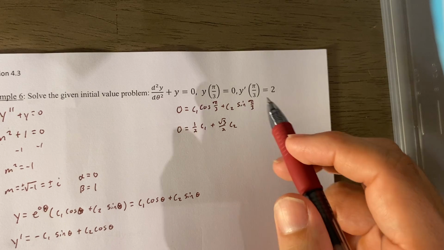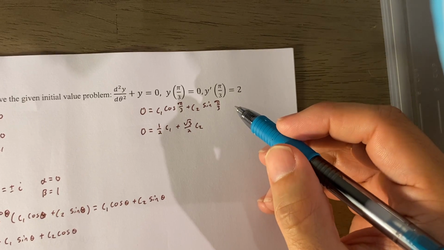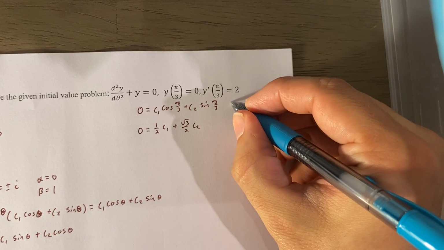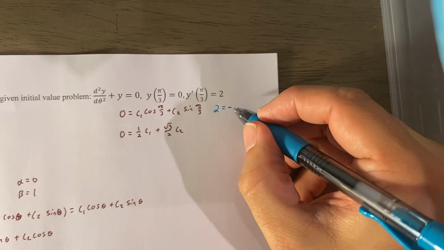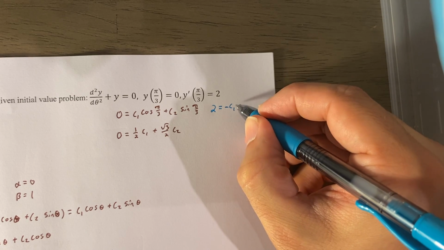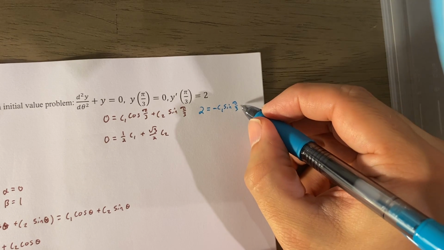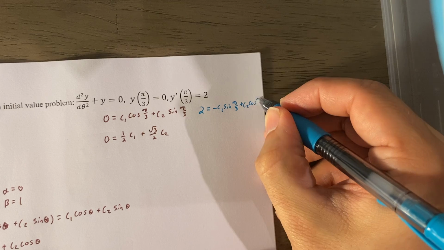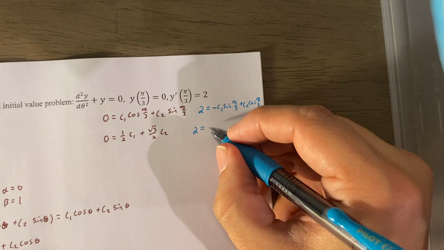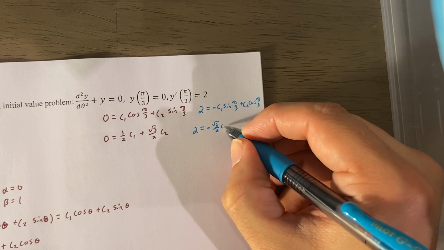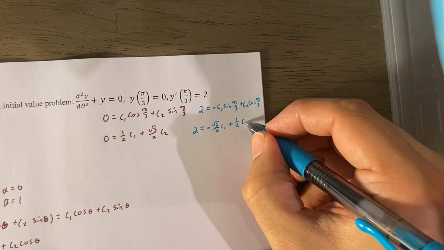Now I'm going to plug into the derivative. I'm going to change up colors just so you know that this is the derivative, just to save some space. So I'm going to say y prime, which is 2, the solution when x is pi over 3, is equal to negative c sub 1 sine of pi over 3 plus c sub 2 cosine of pi over 3. It's nice that we've already done this, because now we get 2 is equal to negative square root of 3 over 2 c sub 1 plus 1/2 c sub 2.